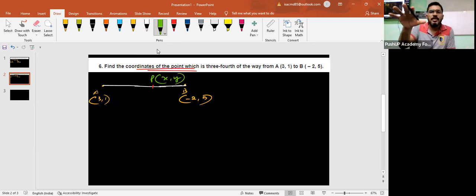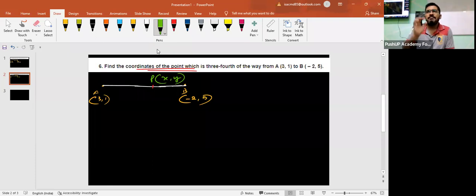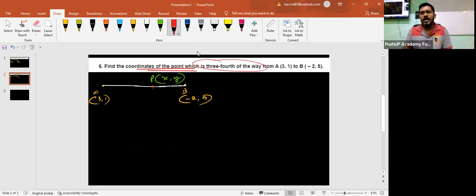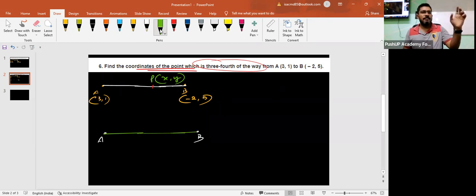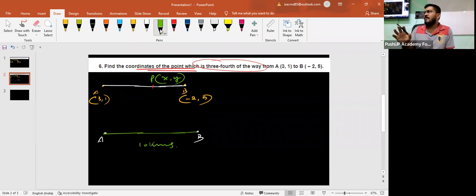Now, how that point P is dividing the line segment AB, in what ratios? That is what we have to concentrate on. They are telling you, find the coordinates of the point P, which is 3/4 of the way from A to B. Children, suppose you had to travel from your home to your school. Imagine A is your house and B is your school. Imagine the total distance from A to B is 10 kilometers.